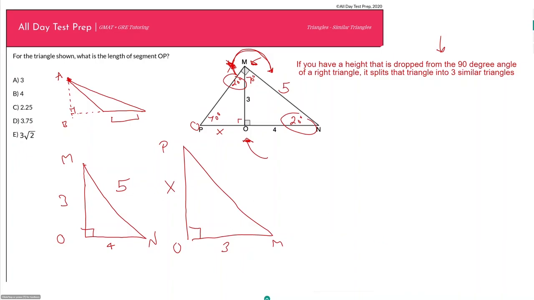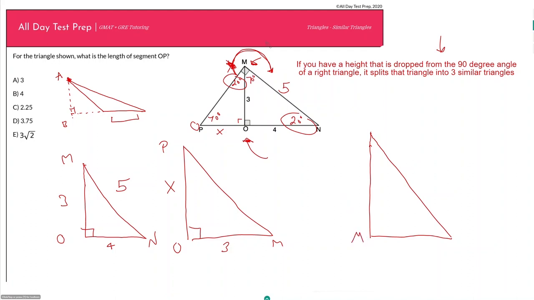Let's still write out our third triangle. Our third triangle, remember, is just the big triangle, the triangle that we started with before we dropped this height. And so what would this look like if we were to orient it right? The big triangle has its 90-degree angle here, and so that's got to be down here, we know.